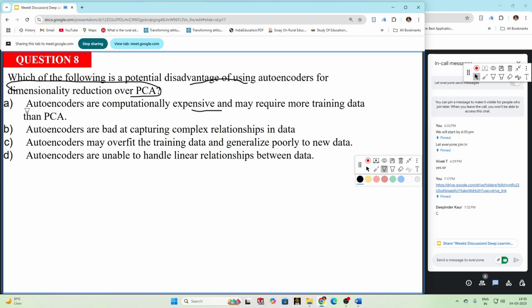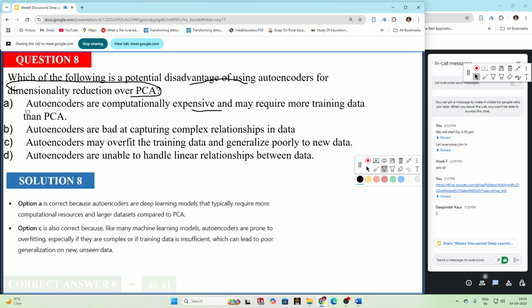No guesses. Okay, so option A as well as option C is your correct answer. Why? Because autoencoders are computationally expensive and they require more training data than PCA. Whenever we are doing PCA, we are just converting to a covariance matrix, calculating the eigenvector values, and then projecting our data onto that basis consisting of our eigenvectors.